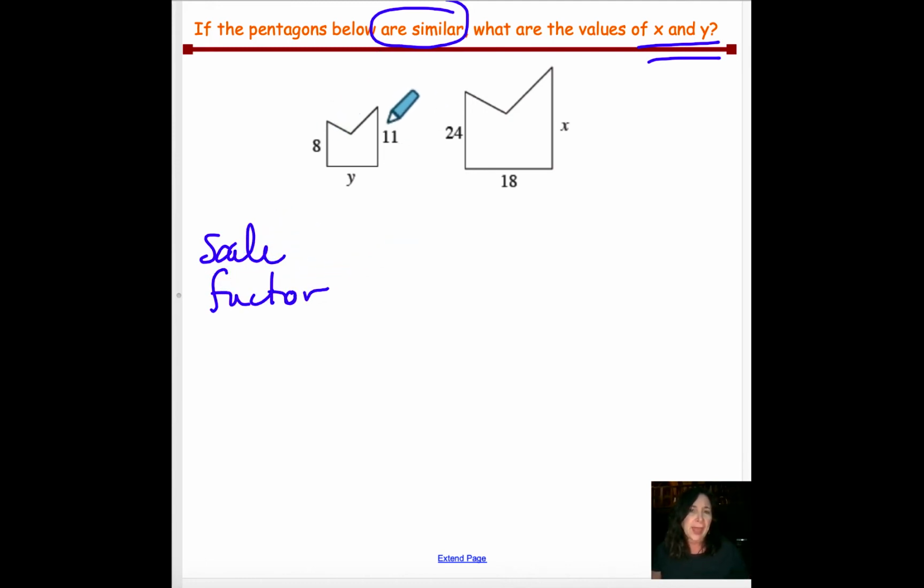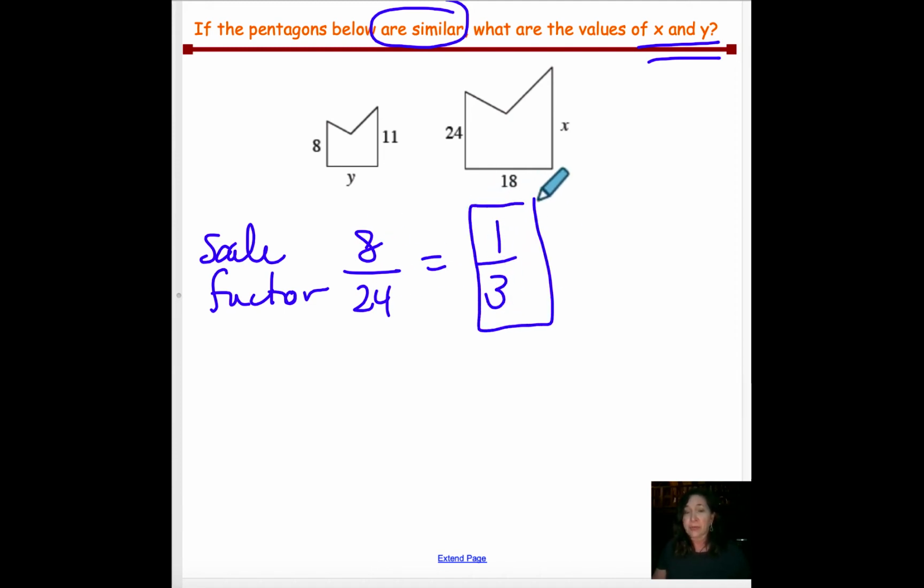You can't go 11 to x because I don't have x. You can't go y is to 18 because I don't have y. But I could go small to large, 8 is to 24, which means my scale factor is going to be 1 to 3. So I am going to ask you what my scale factor is. Secondly, I'm going to ask you what x and y is.